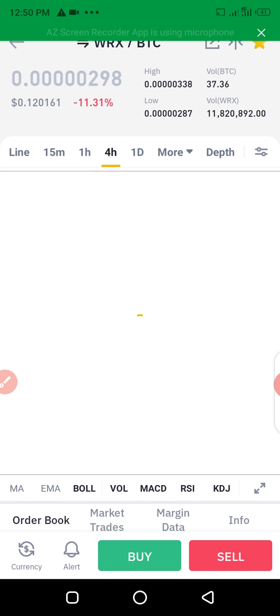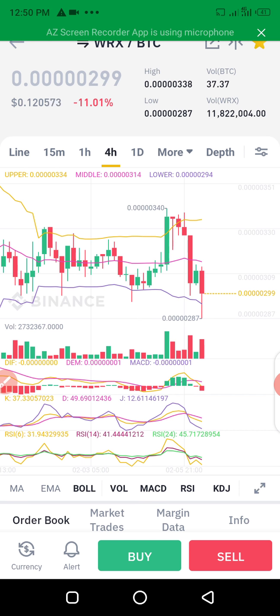John Bollinger, who made the Bollinger Band, spent almost 20 to 30 years before he was able to come out with this Bollinger Band. So let me quickly show you here.